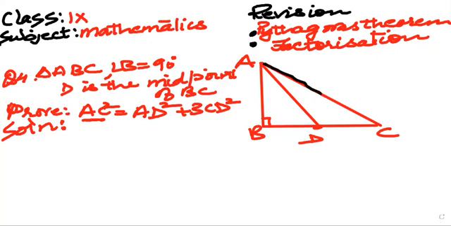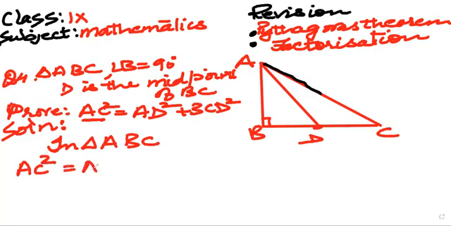So can you tell me, can I take triangle ABC to use the Pythagoras theorem? Yes. So let's see, in right angle triangle ABC, I can apply the Pythagoras theorem. How? Hypotenuse is AC, so I can write AC square equals AB square plus BC square. So children, this is BC square.